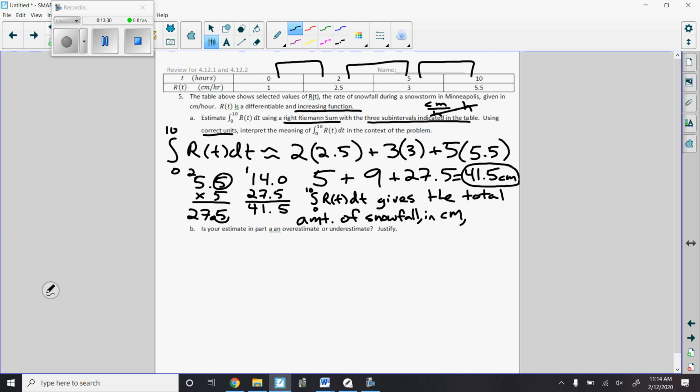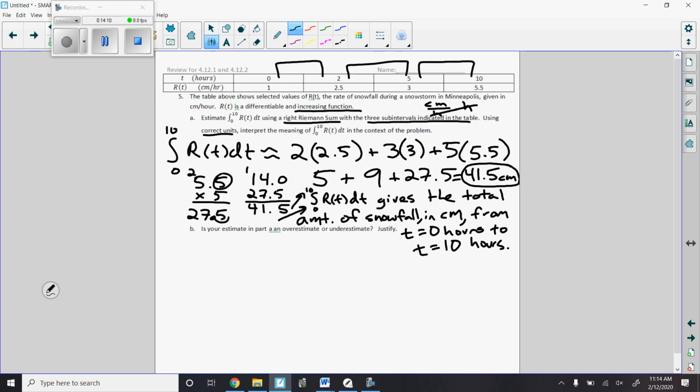during the snowstorm. But again, whenever you're asked to explain a definite integral, make sure you talk about these two numbers as well. From t equals 0 hours to t equals 10 hours. Okay. Another way you can say that is in the first 10 hours of the snowstorm. Okay. We can get specific and say it's the amount of snowfall in centimeters in Minneapolis, right? Because the context is about Minneapolis.